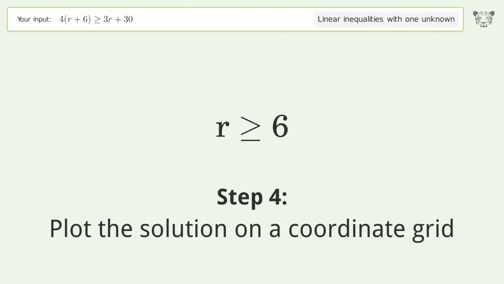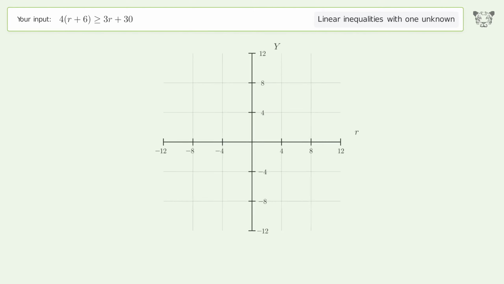Plot the solution on a coordinate grid. And so the final result is r equal or greater than 6.